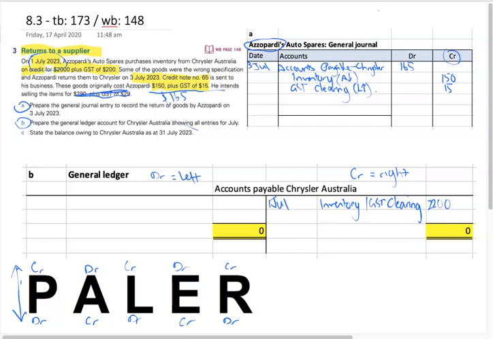Part A says nothing about not having to do a narration, so let's assume we do. What would be a perfect narration? We're telling the story of the transaction, something along the lines of return of goods to supplier and explaining why. This was due to the wrong specification of the inventory, so they gave us the wrong type of inventory.